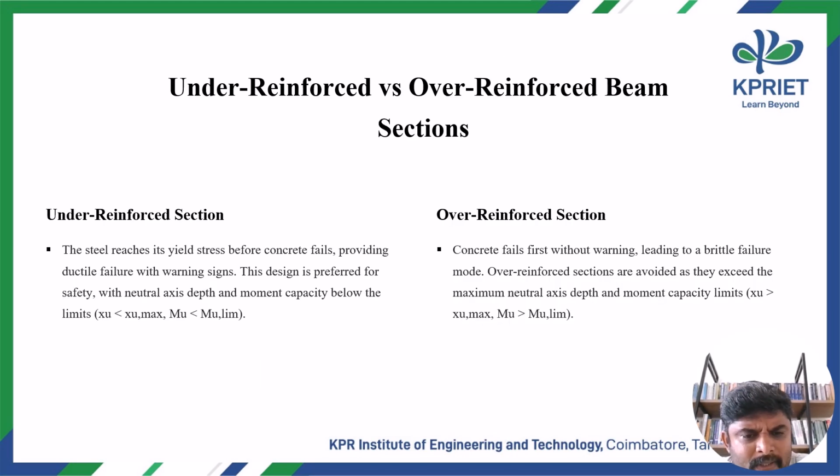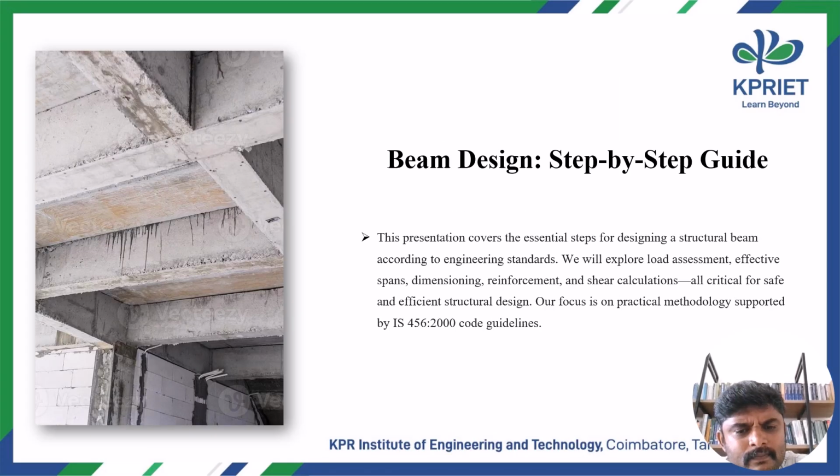Then, comparison between under-reinforced and over-reinforced sections. In an under-reinforced section, steel reaches the permissible limit first. In over-reinforced sections, concrete fails without any warning. It is a brittle failure; the concrete reaches the permissible limit first. And the design procedure as per IS 456-2000.